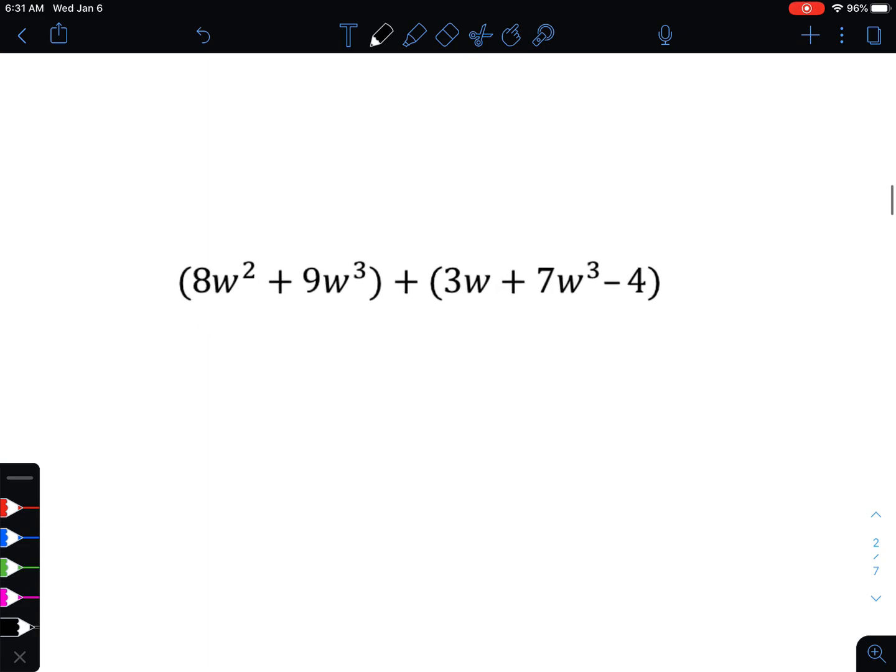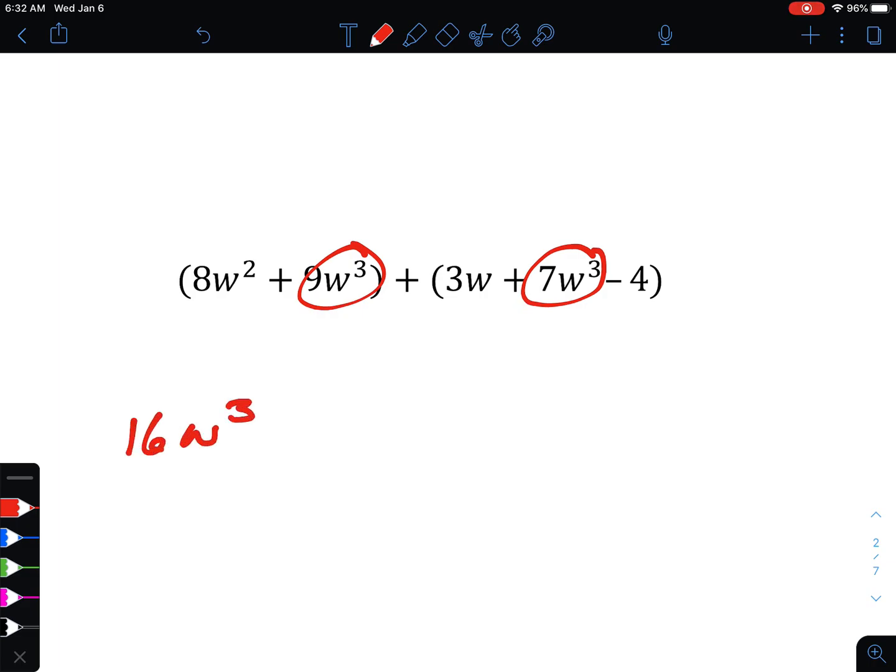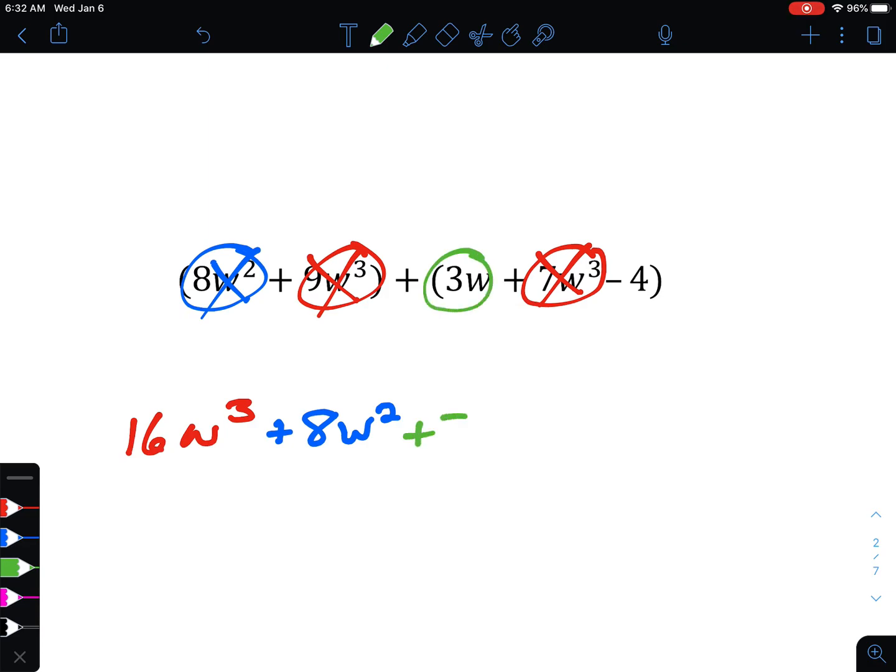Okay, let's take a look at one last example of addition, and then we can talk about subtraction. So in our next example, our highest exponent this time is actually powers of 3. So we've got 9w to the power of 3 and 7w to the power of 3. If we add those together, that becomes 16w to the power of 3. Our next highest exponent is powers of 2. There's only one of those, so we will just copy it down as it is, as plus 8w squared. Next highest is just w by itself, so that would be 3w. Again, nothing to combine it with. And then finally, numbers by themselves, once again, nothing to combine them with.